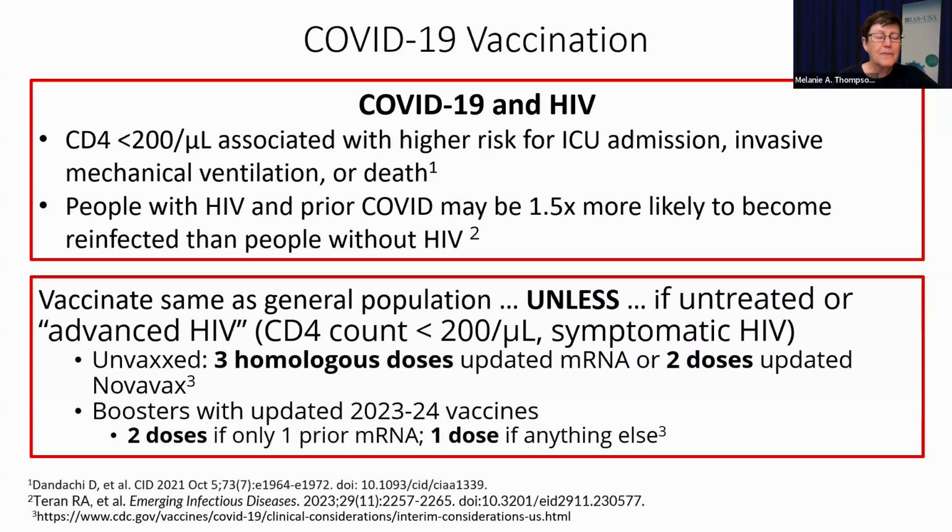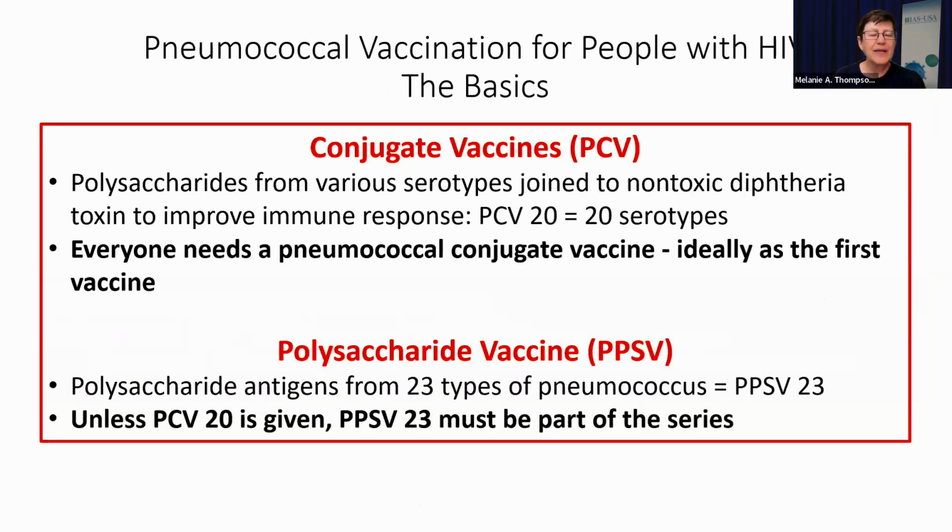Next. And then if you're boosting them, basically, if they've had only 1 prior mRNA vaccine, these folks will get 2 boosters, and they will only get 1 dose if they have had anything else. So more than 2 doses, or a Novavax or a Janssen vaccine. Okay. Let's advance.